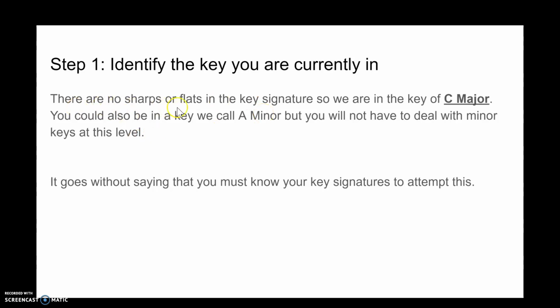So there are no sharps or flats in the key signature here, so we are in the key of C major. You could also be in the key we call A minor, but you don't have to deal with minor keys at this level. It goes without saying that you must know your key signatures to attempt this.